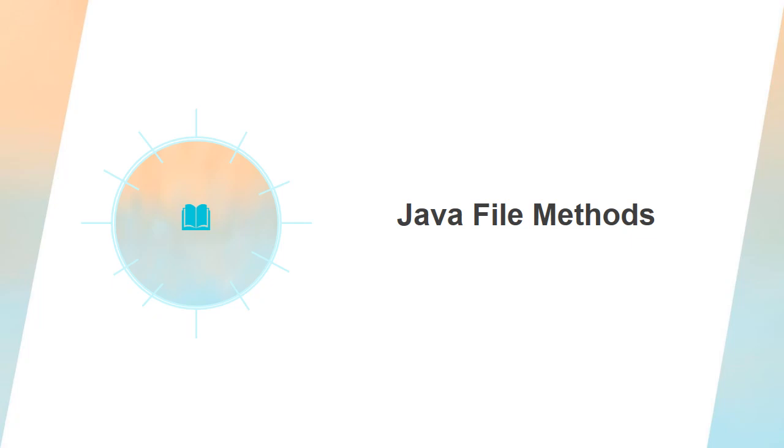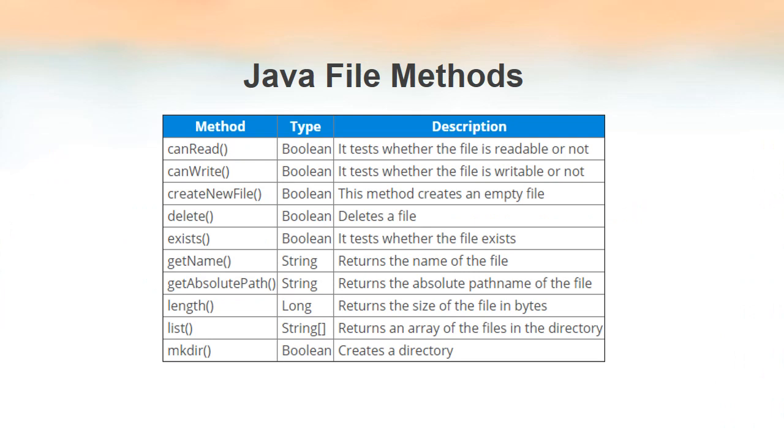Now we know that there exists a class named File which is used to handle files in Java. Since it's a class, there will be some methods inside the class. We are going to see the methods inside the class named File in Java. This table summarizes the different methods available inside the File class in Java. We'll go one by one.